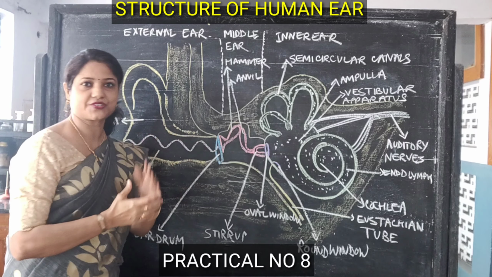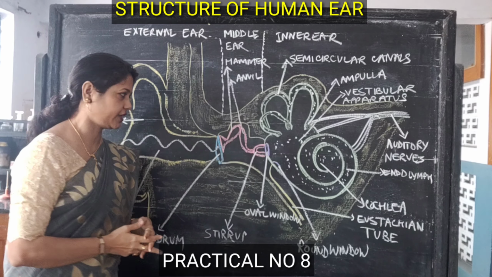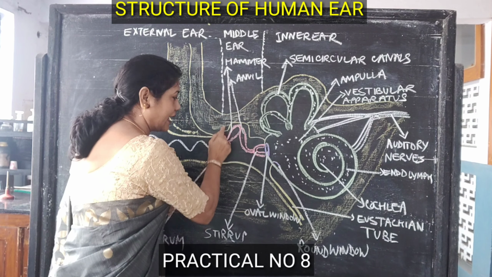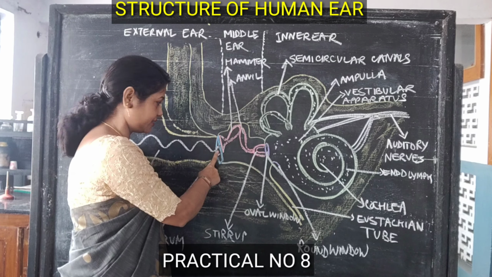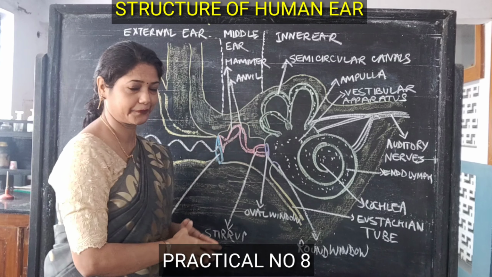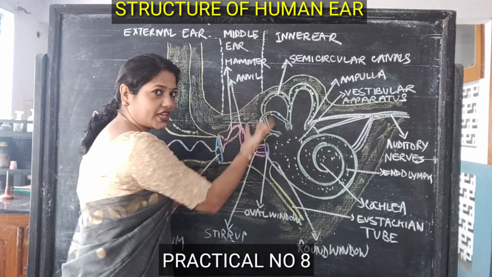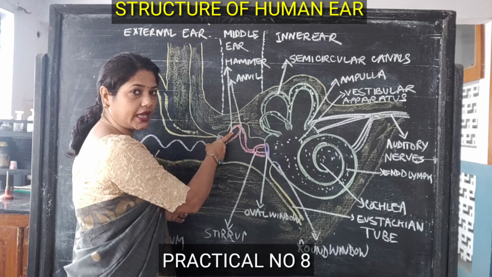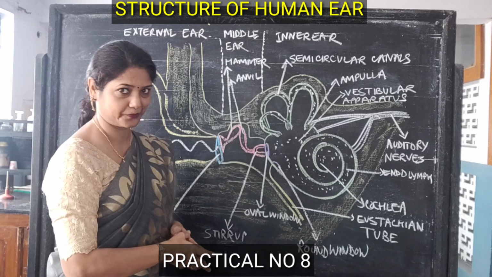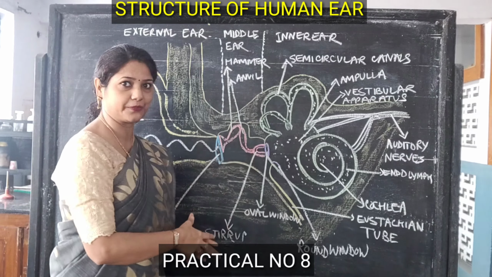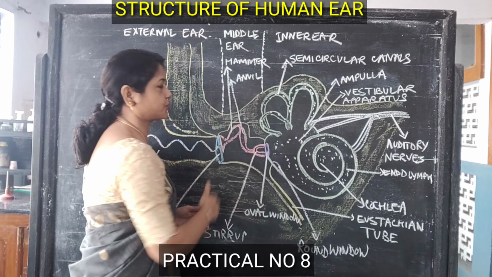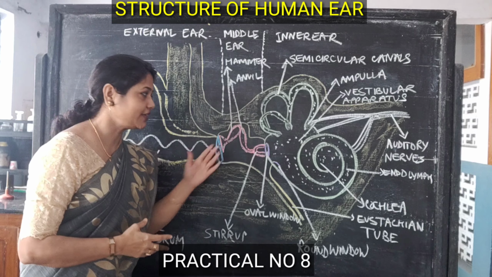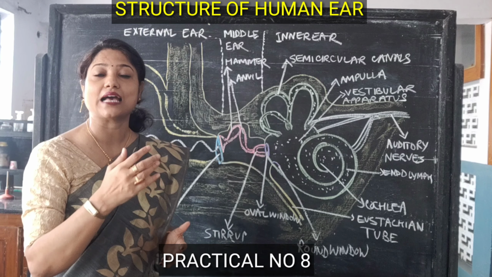When the eardrum starts vibrating because of the sound waves, the hammer, which is connected with the eardrum, starts vibrating. When the hammer starts vibrating, then the anvil, which is connected with the hammer, starts vibrating. When the anvil starts vibrating, the stirrup, which is connected with the anvil, starts vibrating. And children, these three bones act as a lever.